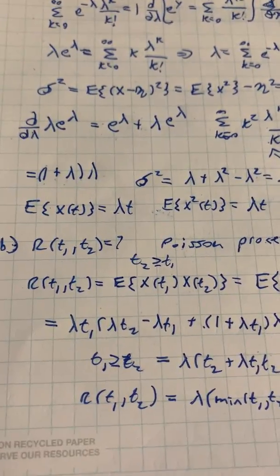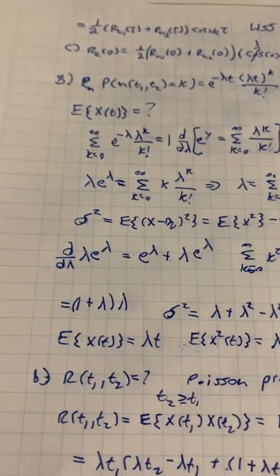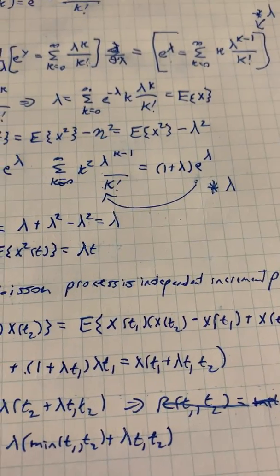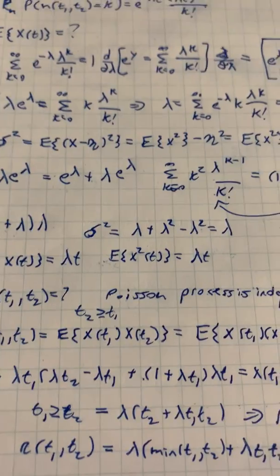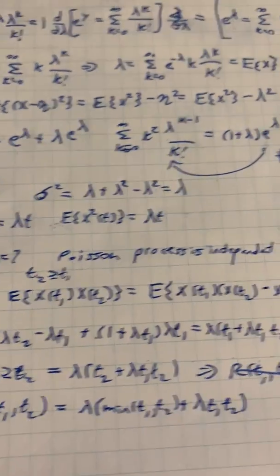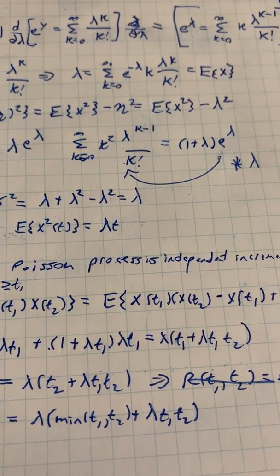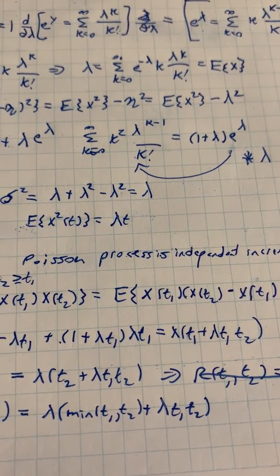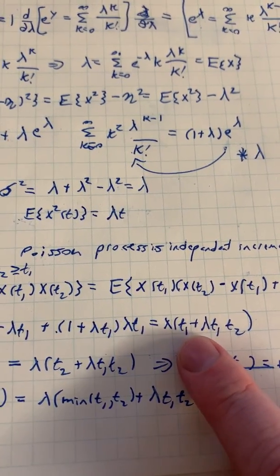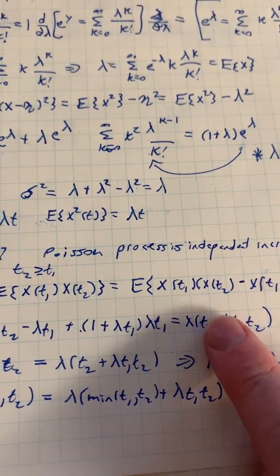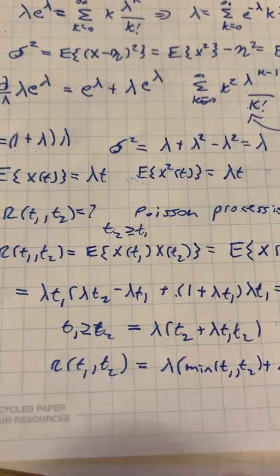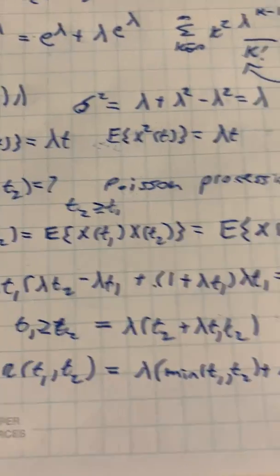So we do the same exact thing, except with T1 greater than T2, and we'll see that it comes out to be this. So we can see that basically whichever one is the minimum is going to be this right here. Whichever one's the minimum, it's going to pop out with that. So then we can write the autocorrelation as this.